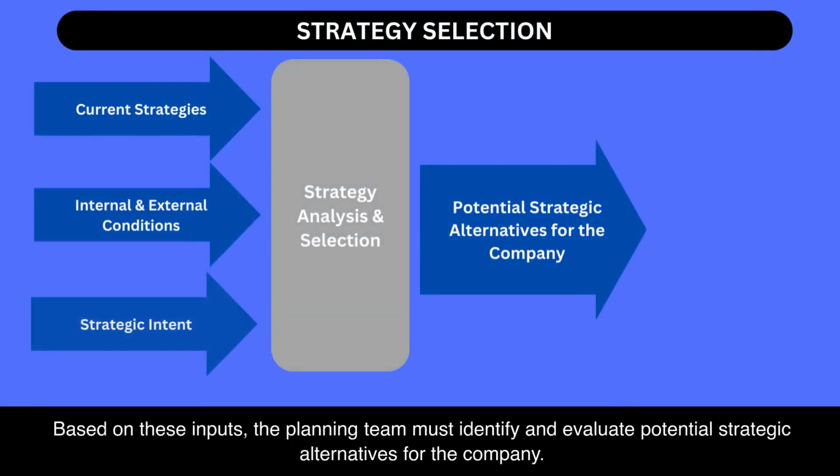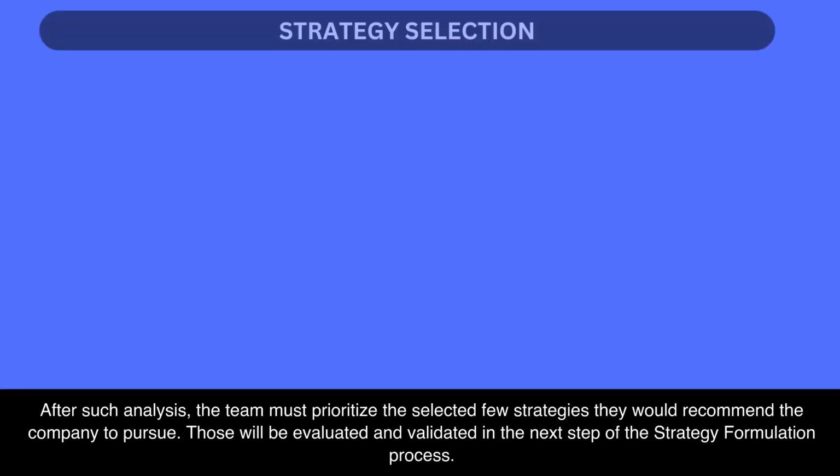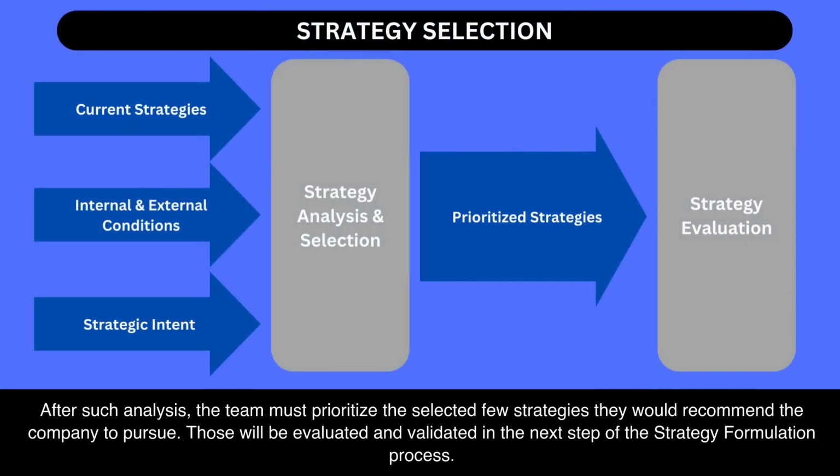Based on these inputs, the planning team must identify and evaluate potential strategic alternatives for the company. After such analysis, the team must prioritize the selected few strategies they would recommend the company to pursue. Those will be evaluated and validated in the next step of the strategy formulation process.